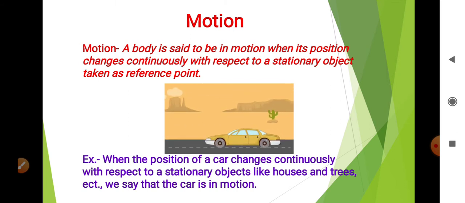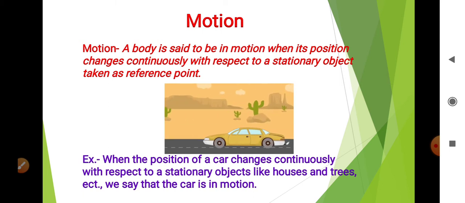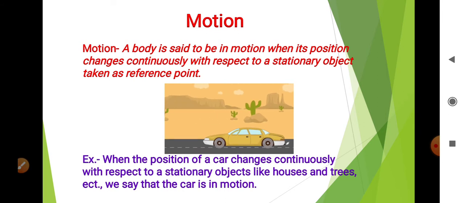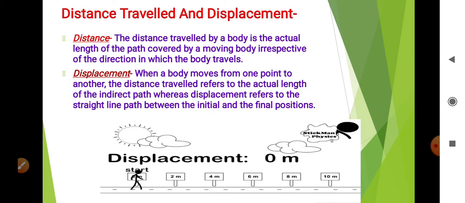Okay, suppose you tell someone about your position, and you are standing near your school. So what do you say to your friend on the phone? That I am standing near our school, at the main gate. So the main gate we have taken as the reference point. Okay, so next we move to the next slide.